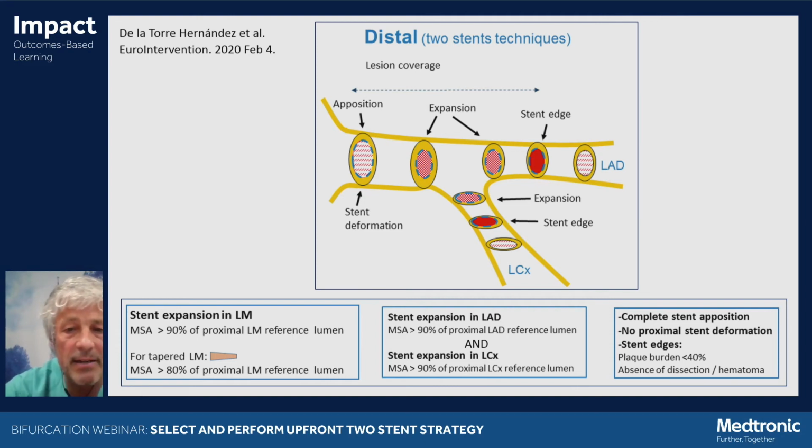And this criteria you can use or not is for IVUS-guided PCI. You just pay attention to different parts like full coverage. You see the stent edges proximally, the deformation, distally, the plaque burden, and the dissection or hematoma. And for expansion, we use the percentage of expansion with respect to the proximal reference lumen. If the stem, the left main, is tapered, then the 90% goes down to 80%. And we have similar criteria for LAD and circ.